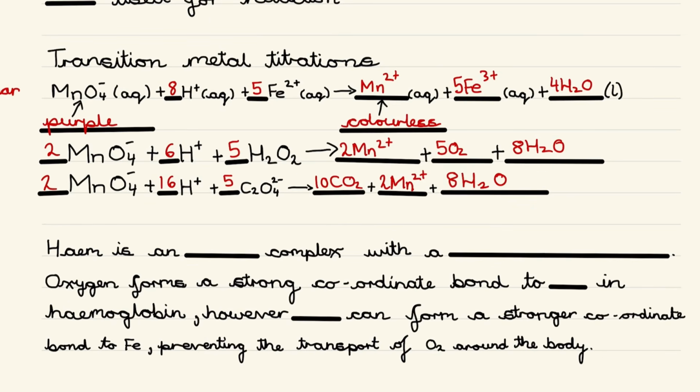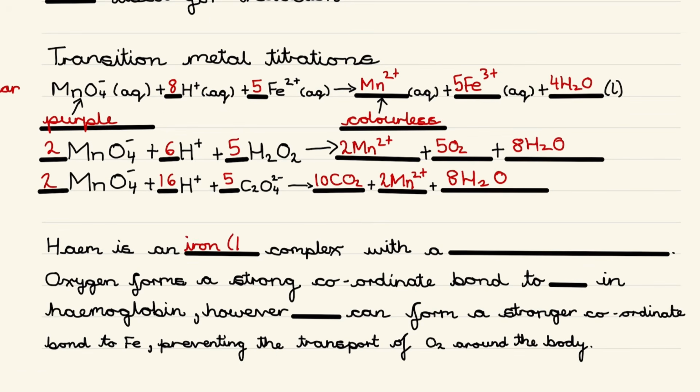Heme is an iron 2 complex with a multidentate ligand. Oxygen forms a strong coordinate bond to iron in hemoglobin. However, carbon monoxide can form a stronger coordinate bond to iron, preventing the transport of oxygen around the body.